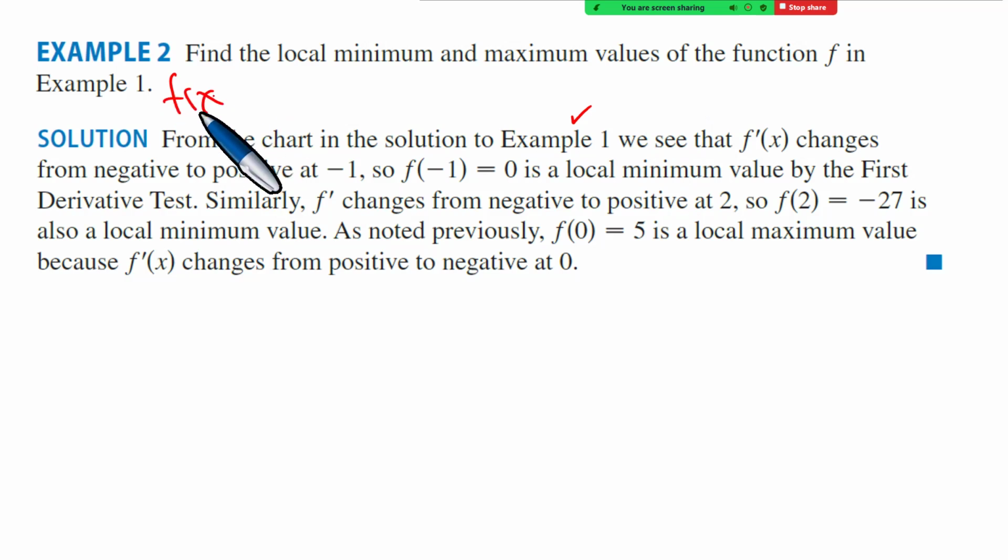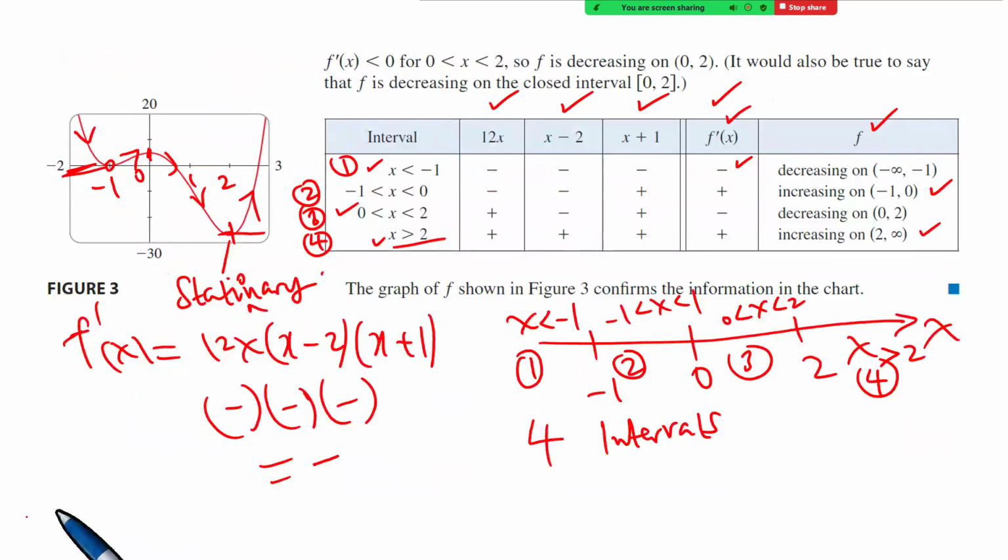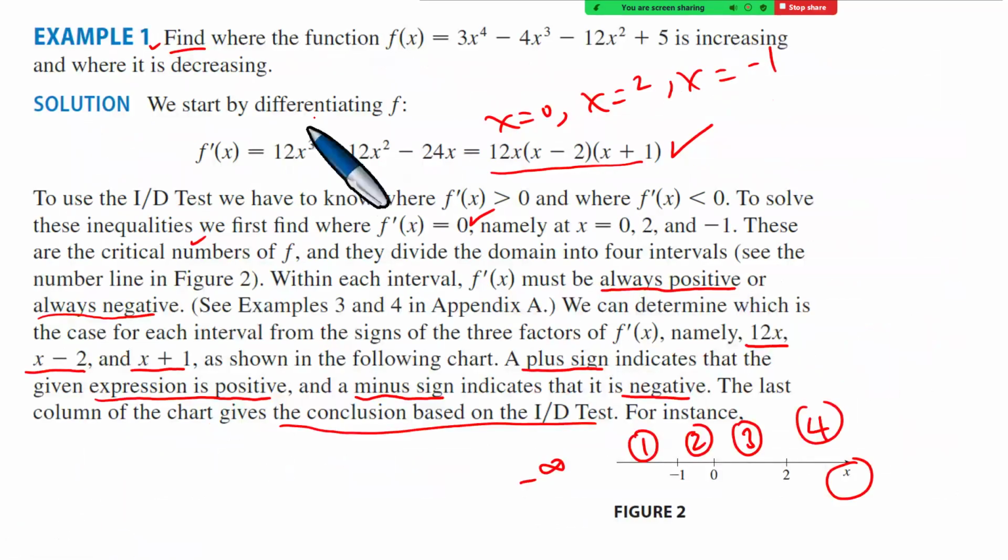But we know that the function f in example 1 is written like this. What is the function f? The function f is this one, which is exactly 3x to the 4th power, and all that. Right, so we write it down. Okay, right. We're going to analyze these together right now.